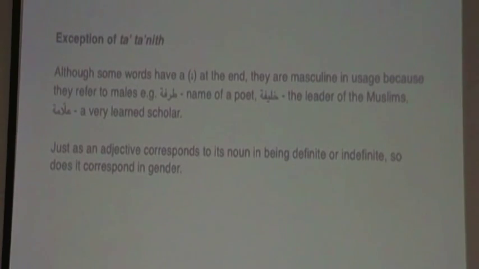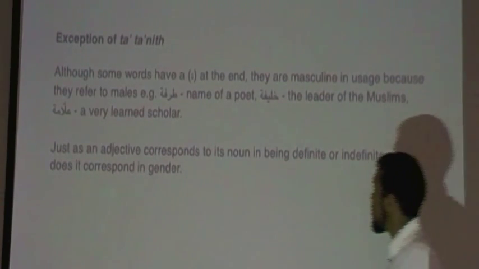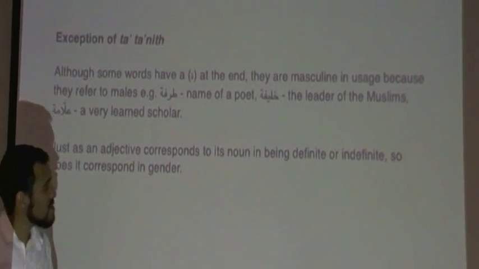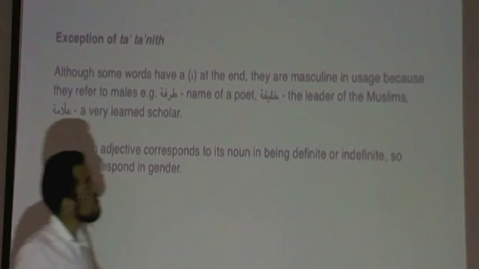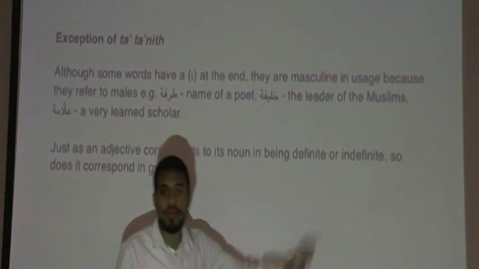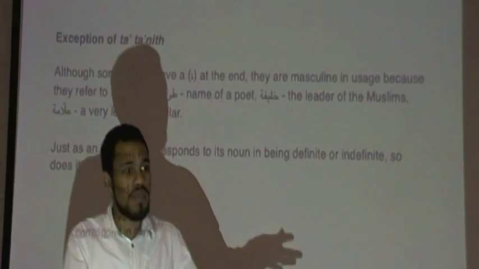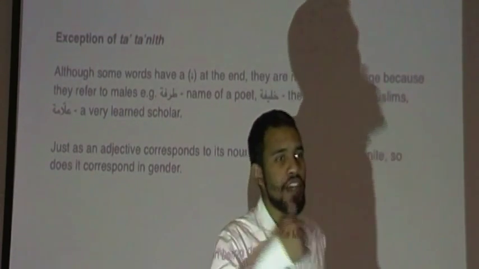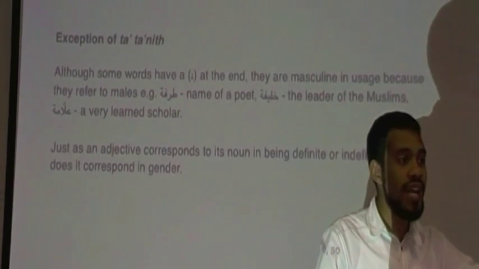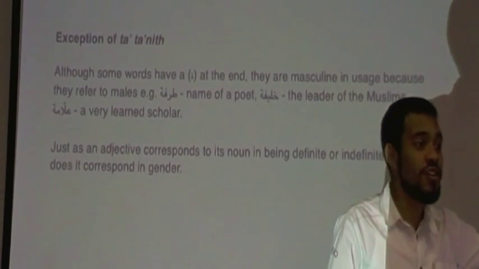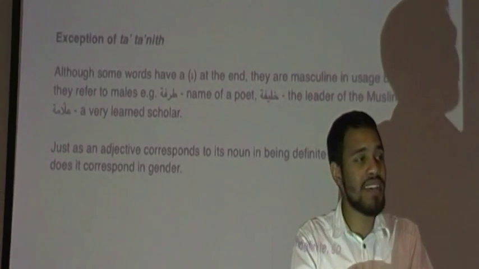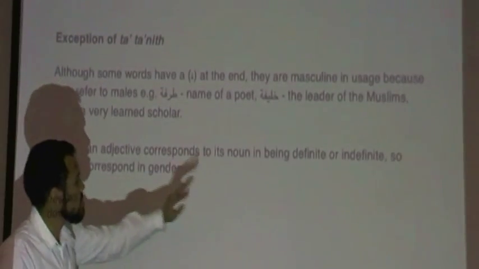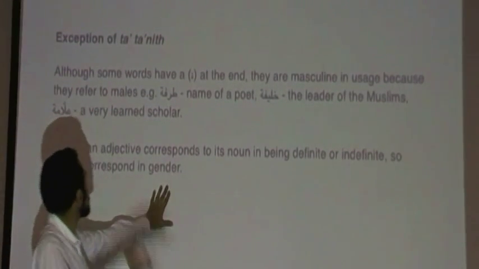And also the word Khalifa. Khalifa is the male Muslim leader, male leader of the Muslims, but it refers to a male. So Khalifa we refer to as masculine. Does that make sense? So if I want to say the just leader, Al-Khalifatu Al-Adilu. I don't say Adila too, because remember they must agree in gender. Just as an adjective corresponds to its noun and being definite or indefinite, so does it correspond to gender. That's what we said in the first.